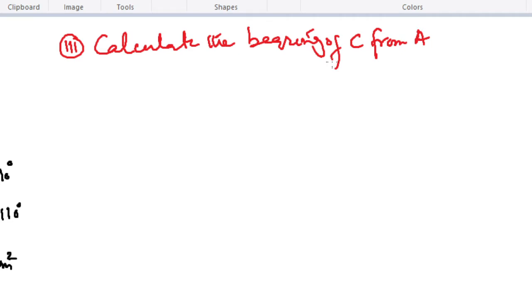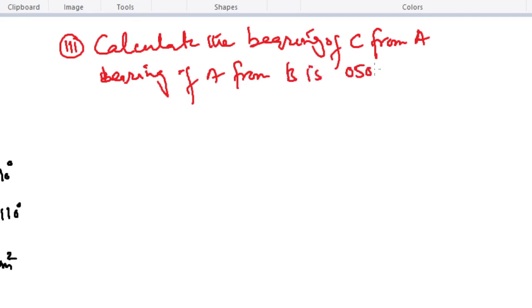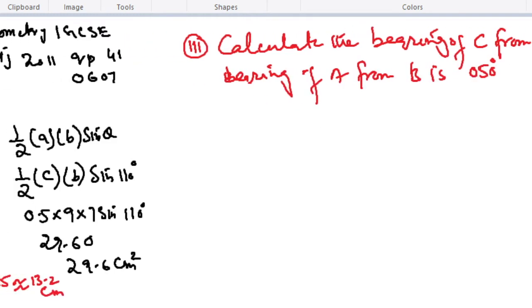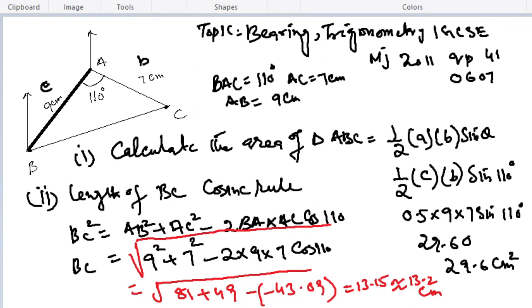That's the result. Find the bearing of C from A, where the bearing of A from B is given to us, that is 050 degrees. Now look at the question, look at the diagram. Bearing of A from B.